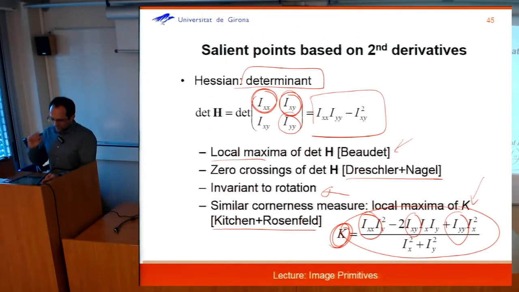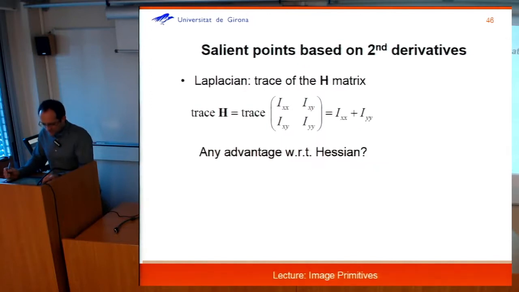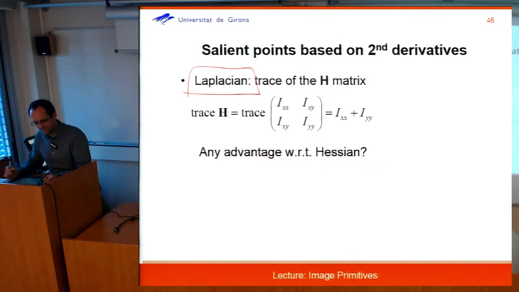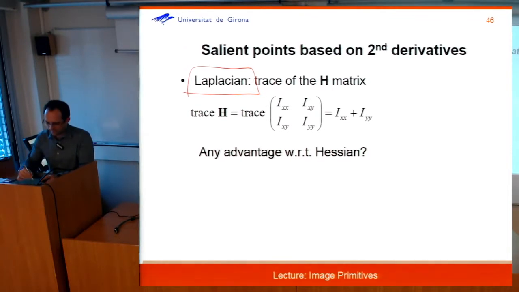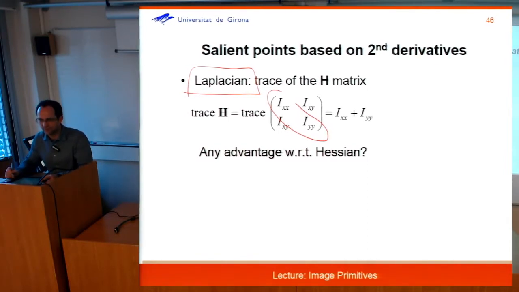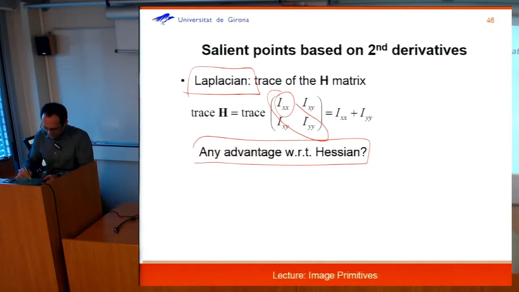So how about a famous one, which is the Laplacian? I'll tell you in a minute why this is famous. But essentially, the Laplacian is just taking the trace of the Hessian matrix. So it's the sum of the main diagonal of the Hessian matrix. Do you see any advantage in using just these two values with respect to using the full matrix, the determinant? There's no advantage, in fact.